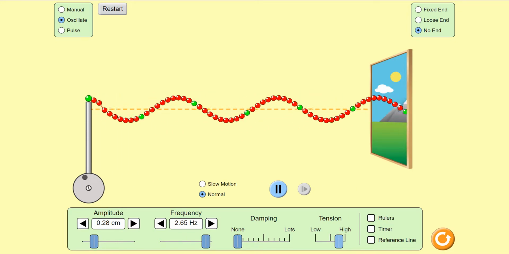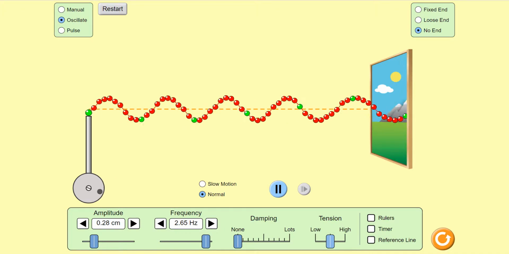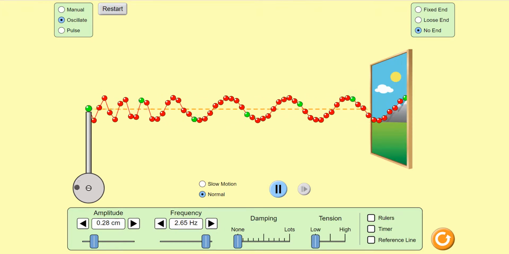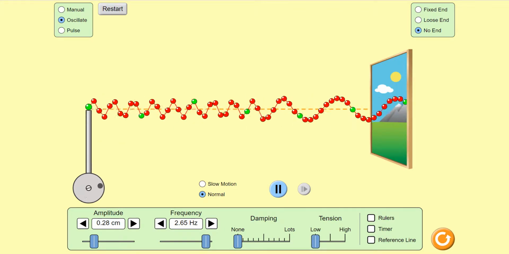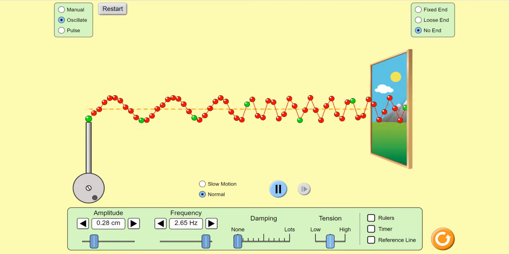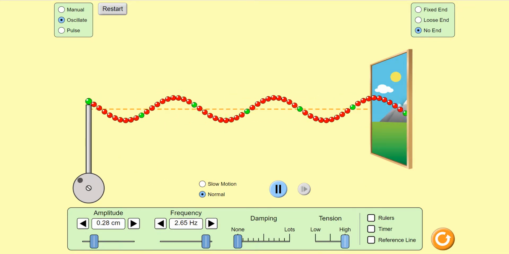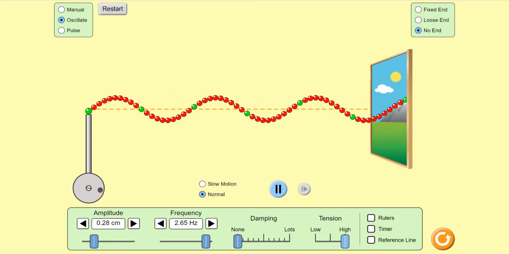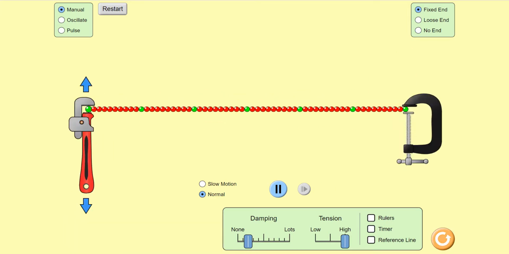The tension here decides how quickly this wave can transmit itself through this slinky, and that deals a little bit with Hooke's law, a kind of material wave. So let's just start off here. I'm going to reset this.